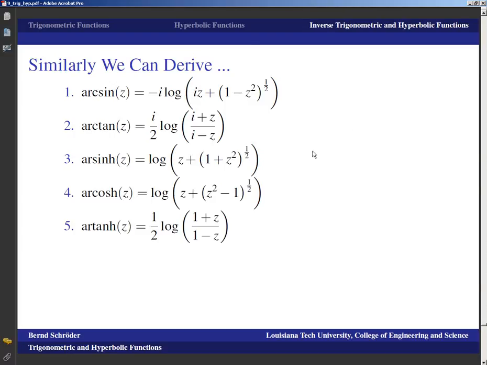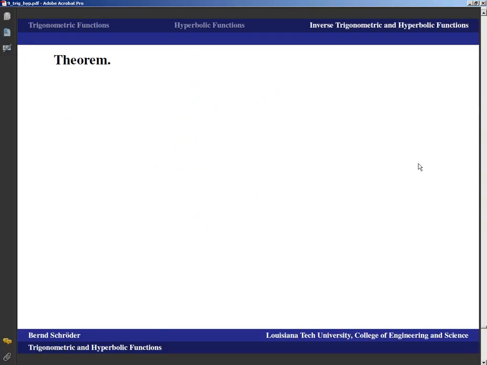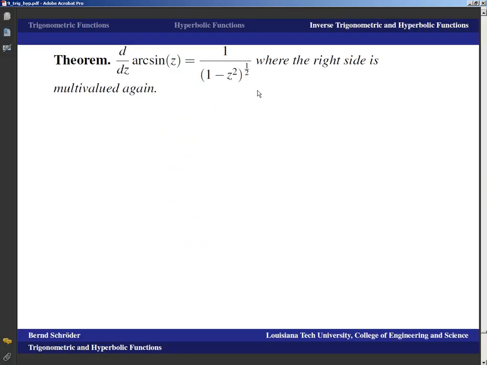And no, do not try to memorize these formulas. What you want to know is how to derive them. If you ever really need them, better look them up. There's too many negative signs that could be lost here. Okay, the derivatives then. The derivative of the arc sine is 1 over 1 minus z squared to the 1/2, which then again is that multivalued function. And the proof is quite simple.